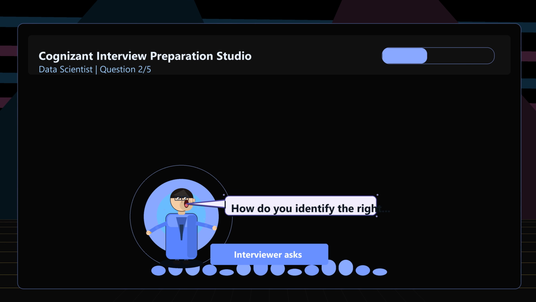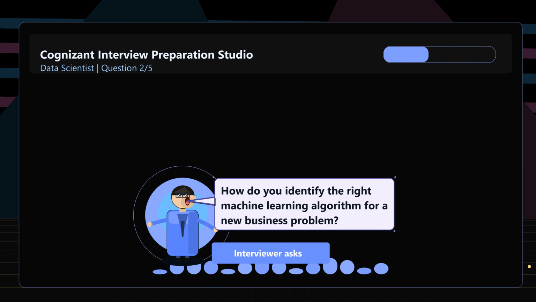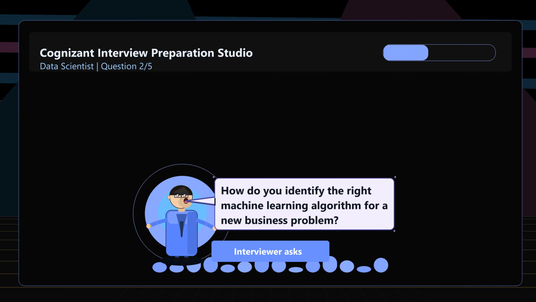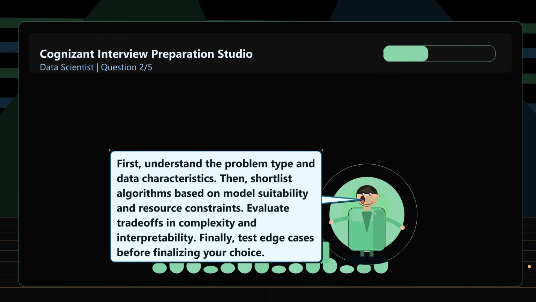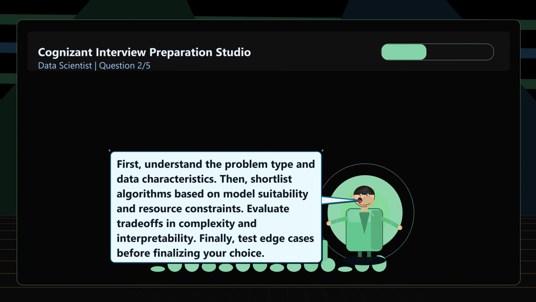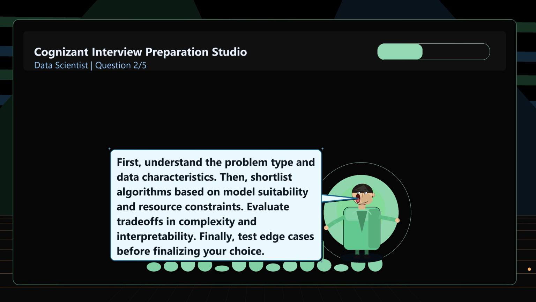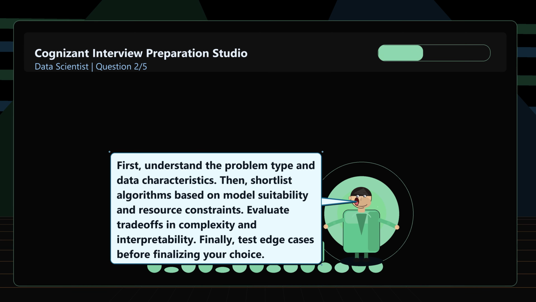effectiveness. Can you walk me through how you would select the most appropriate machine learning algorithm for a new business problem? To identify the right algorithm, I start by understanding the problem type, whether it's classification, regression, or clustering, and the nature of the data available.